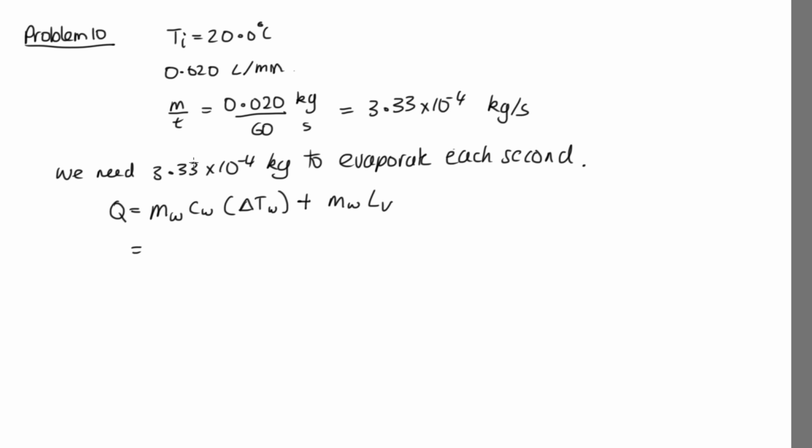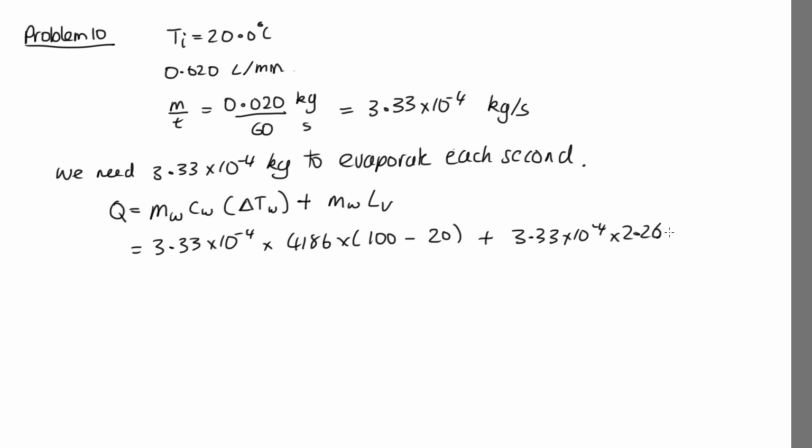Okay, so the mass of the water that we want to evaporate is 3.33 times 10 to the minus 4. Heat capacity, 4,186. The change in temperature, it needs to get to 100 degrees from 20 degrees. The mass again is 3.33 times 10 to the minus 4. And the latent heat of vaporization is 2.26 times 10 to the 6. Okay, so solving this, we need 864 joules. And this is how much energy we need to add to vaporize this much.